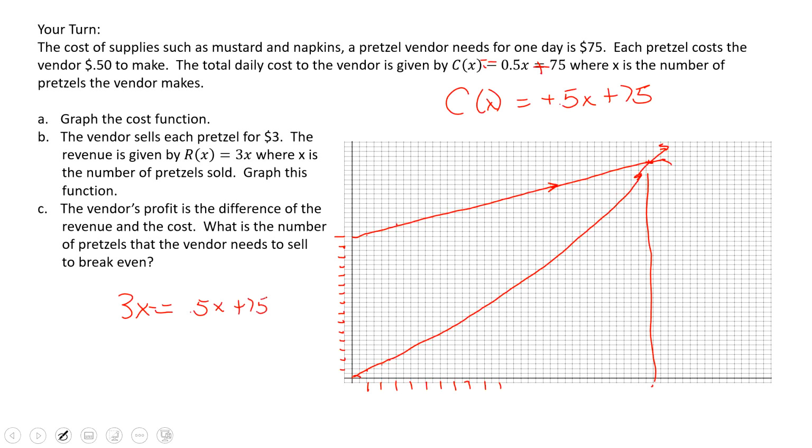So I move some stuff around. I'll subtract 0.5x from both sides. And I end up with 2.5x equals 75. When divided by 2.5, x equals 30. So when I sell 30 pretzels, which again should be way off my chart, I'll break even and have a profit. So I think that was kind of confusing.